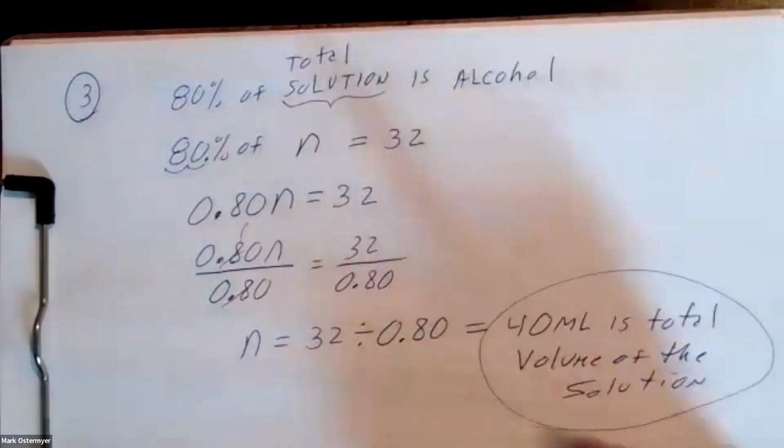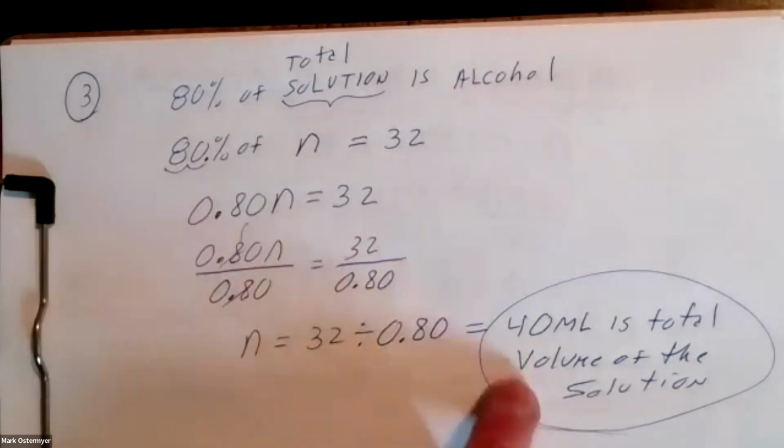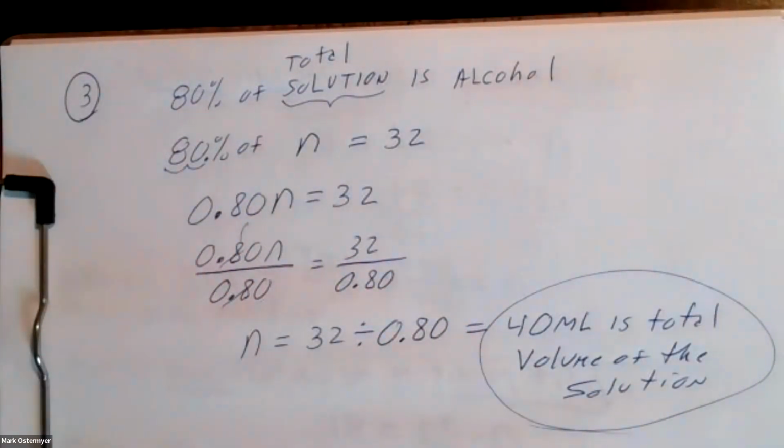And there you go, ladies and gentlemen. So we totally had 40 milliliters of a total solution. And of the 40 milliliters, 32 milliliters is pure alcohol. And therefore 8 milliliters would have to be what? Pure water, correct? Yes, 8 milliliters would be pure water, 32 milliliters is pure alcohol, so that we have a total volume in our solution of 40 milliliters here.